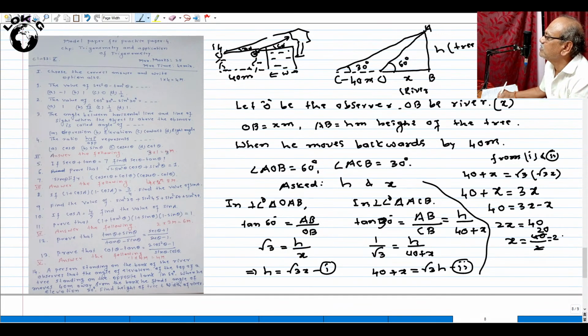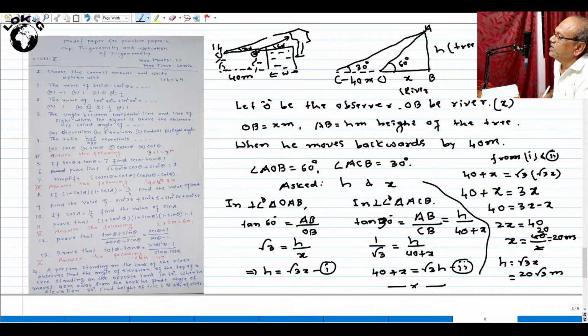You got X, which means the width of the river is 20 meters. Then the height of the tree will be root 3 X. Since X is 20, you can write 20 root 3 meters is the height of the tree. Height of the tree is 20 root 3, and this is how you can solve.